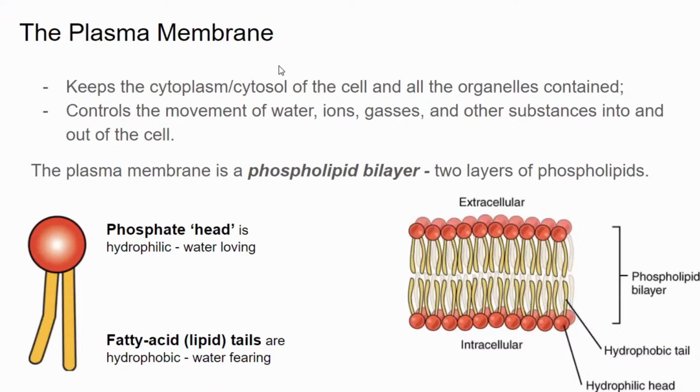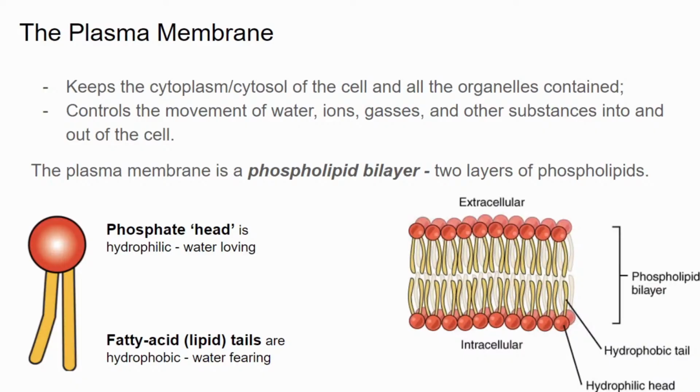Let's have a look at the plasma membrane. It is the outside layer of our animal cell, and it's one in from the cell wall in our plant cell. It's responsible for keeping the cytoplasm of the cell and all of the organelles contained in one place. It controls the movement of water, ions, gases, and other substances in and out of the cell. So it's got a very, very important role.